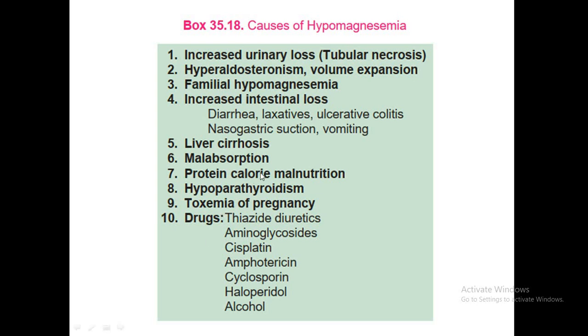So causes of hypomagnesemia are if there is increased urine loss, such as in tubular necrosis, hyperaldosteronism, familial causes of hypomagnesemia, increased intestinal loss due to diarrhea, laxatives, ulcerative colitis, suction or vomiting, and then in liver cirrhosis, malabsorption, protein calorie malnutrition, hypoparathyroidism, and toxemia of pregnancy. Also, drugs like thiazides, aminoglycosides, cisplatin, haloperidol, alcohol, even PPIs could produce hypomagnesemia.